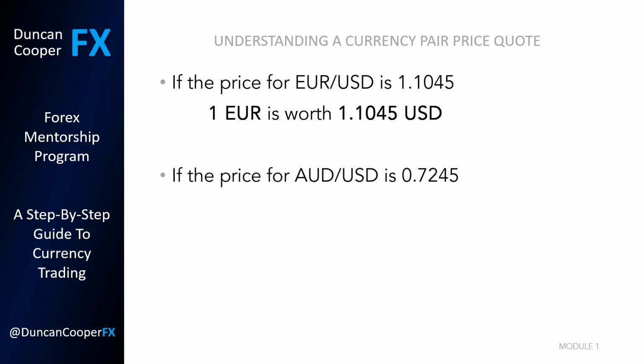If the price for the Australian dollar to the US dollar is 0.7245, then this means that 1 Australian dollar is worth 0.7245 US dollar.